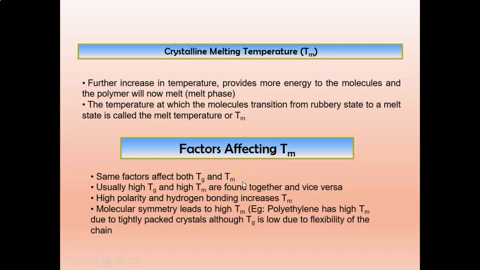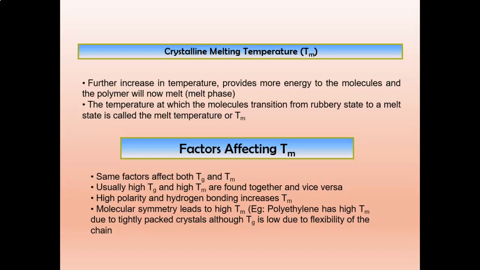Okay, another factor is that a random copolymer has lower Tg than a homopolymer. And in terms of polarity, if the polarity of the polymer increases, the Tg also increases because the intermolecular forces increase, and it will increase the strength of the polymer.